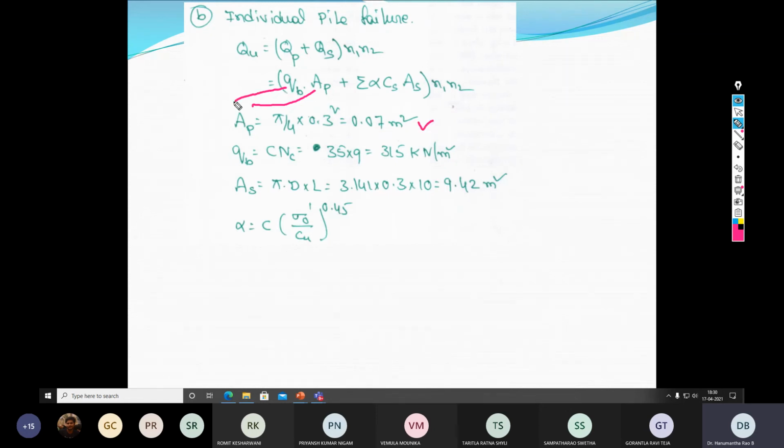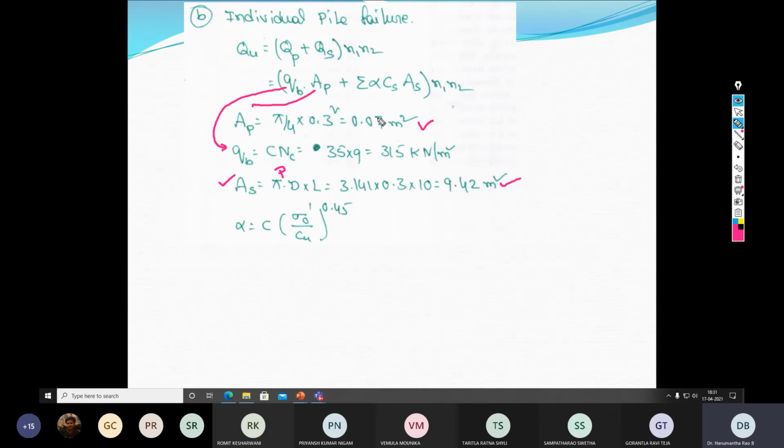Then QB is equal to C into NC. CU is 35, that we have seen from the previous slide, and NC is 9 because we are dealing with clay. So the product of C and NC is 315 kilonewton. Then AS is nothing but the surface area, which is perimeter multiplied by the length. So pi d into L, so 3.141 into 0.3 into 10. This comes out to be 9.42.